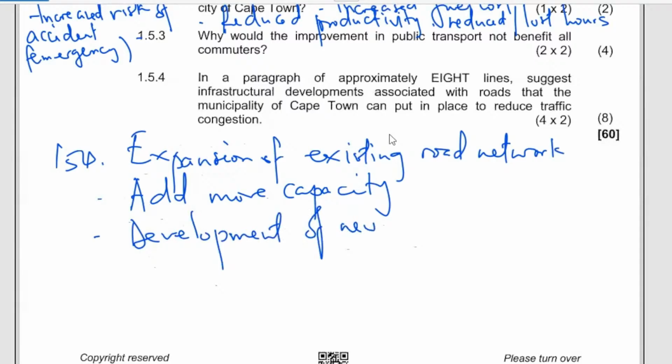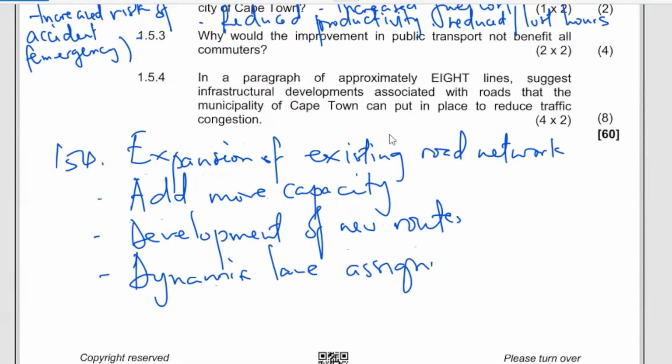We can try to come out with new routes that we need to deal with and also limit congestion on the roads. Then we can also talk of what we call dynamic lane assignments, whereby, for example, we designate a specific lane for public transport only, so that at least there's limited congestion. Private vehicles will be using their own lanes, while public buses will also need to use their own lanes.